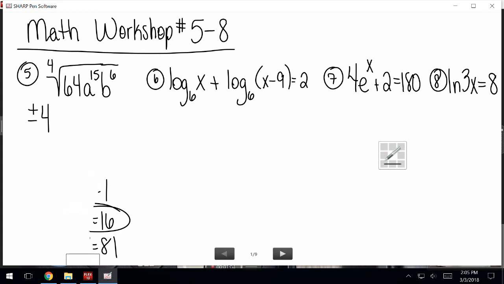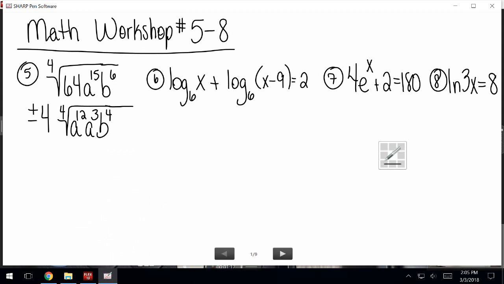Alright, remember then your letters have to divide by that 4 that's out front. So 15 doesn't divide by 4, but 12 does. Then you got to have 3 more to make 15. Alright, 6 doesn't divide by 4, but 4 does. Then you got to have 2 more of them to make 6. Alright, so I'm going to divide this guy by 4 and this guy by 4.